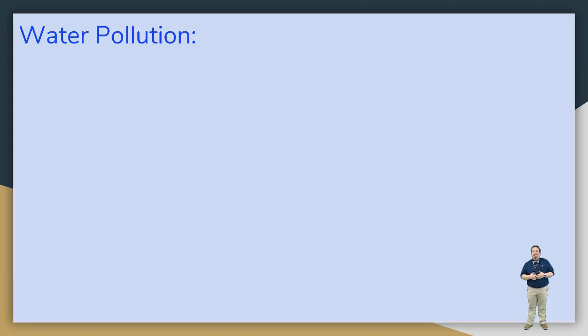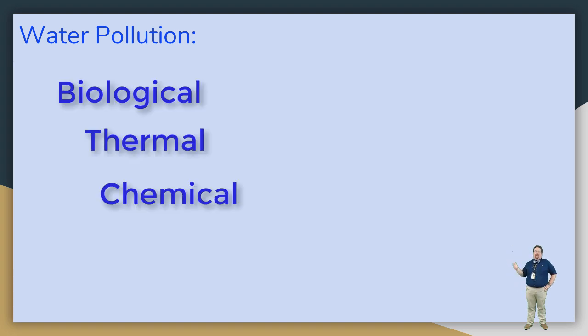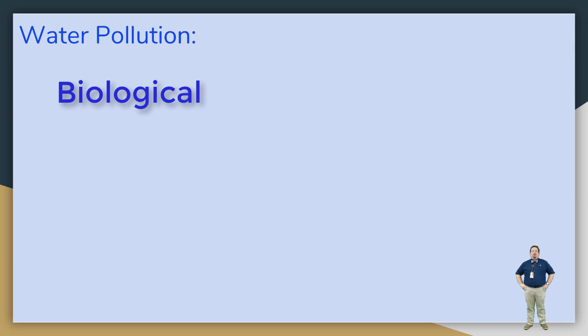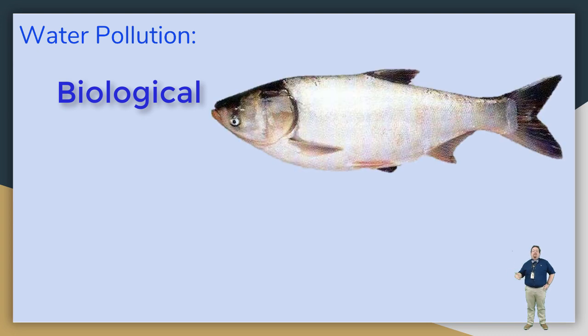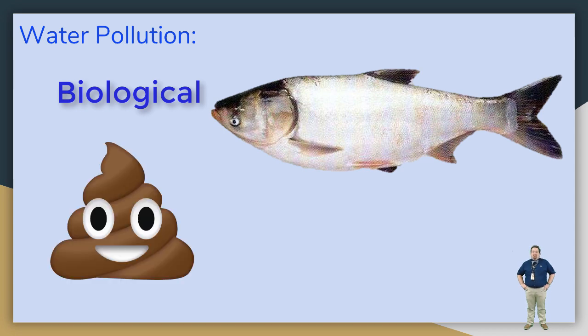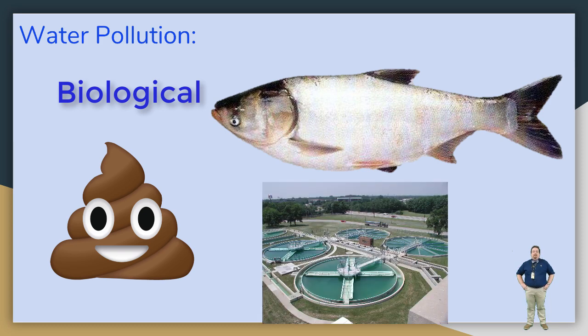Moving on to water pollution, anytime we add harmful things to our water supply, we call it water pollution. There are three major types of water pollution: biological, thermal, and chemical. Biological water pollution could be the introduction of a new invasive species of organisms to a body of water. If that organism harms the aquatic life, that would be considered pollution. Another type of biological pollution is if our wastewater were to somehow get into our drinking supply. Our local water treatment facilities do a really good job of keeping our poo water away from the water we drink.